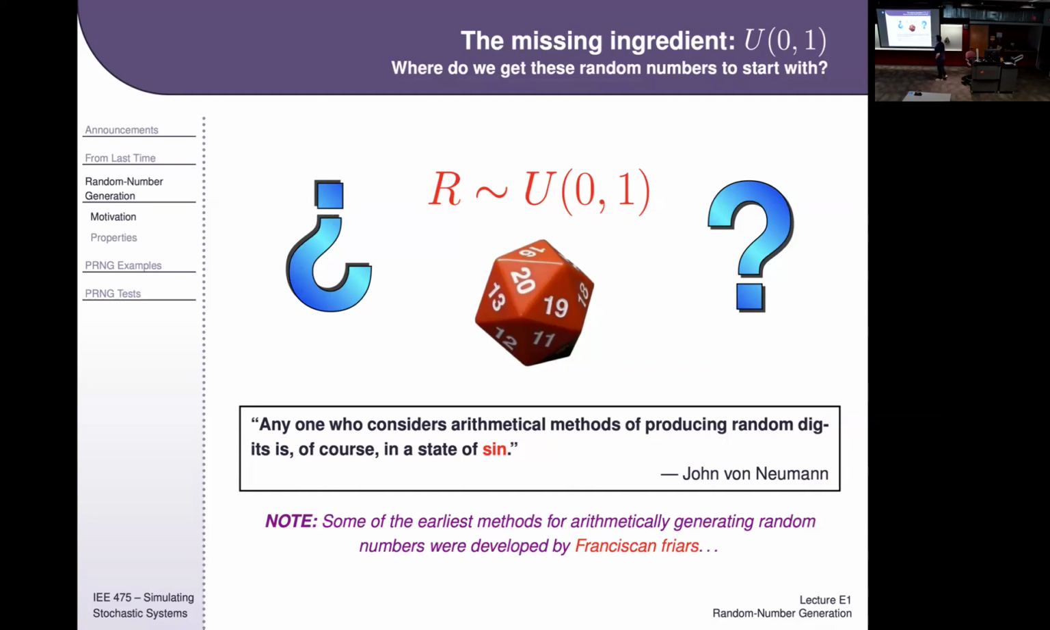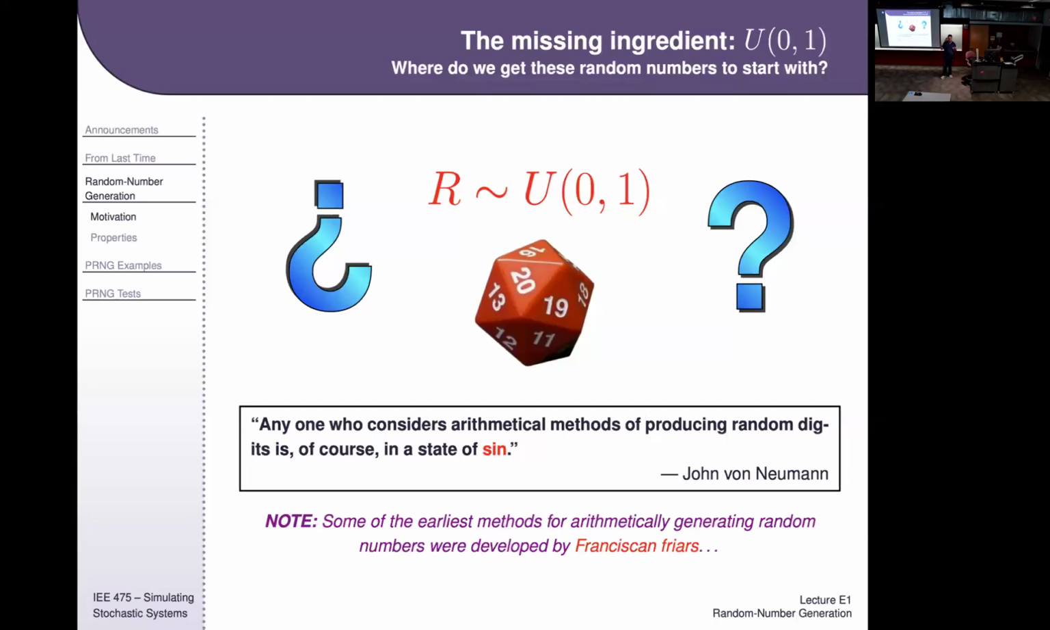Von Neumann was one of the first to start experimenting with this, because they were using stochastic processes and Monte Carlo runs and trials when they were developing the atomic bomb. He said, anyone who considers arithmetical methods, the things that computers can do, to generate random digits is in a state of sin.